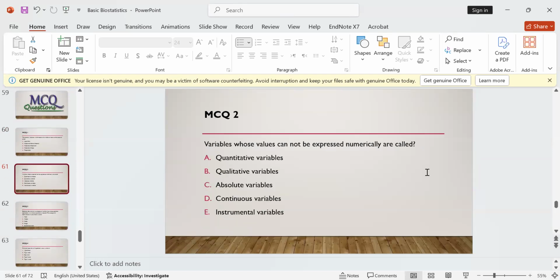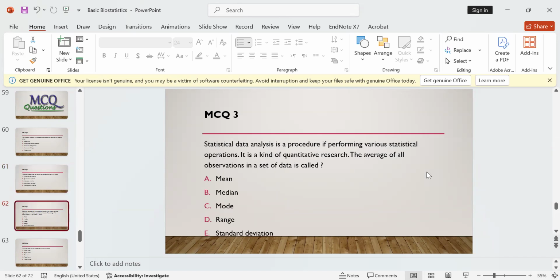MCQ number 2. Variables whose values cannot be expressed numerically are called: A. Quantitative variables, B. Qualitative variables, C. Absolute variables, D. Continuous variables, or E. Instrumental variables. The answer is B, qualitative variables.